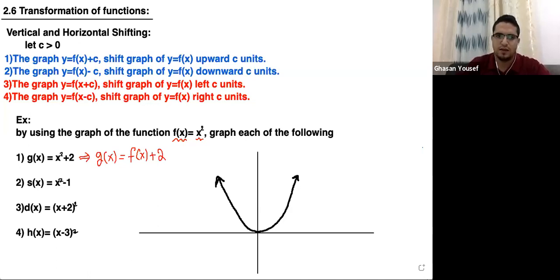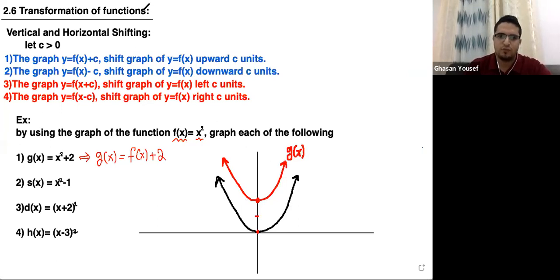Now let me graph the function g of x. So upward 2 units. This is the first unit. This is the second unit. Here is 0. This is 0, 1, 2. So the vertex is here. Now the graph of g of x is supposed to be something like this. And this is my graph of the function g of x.